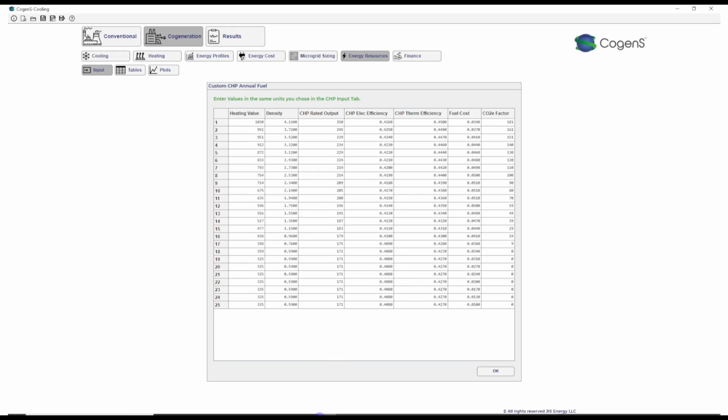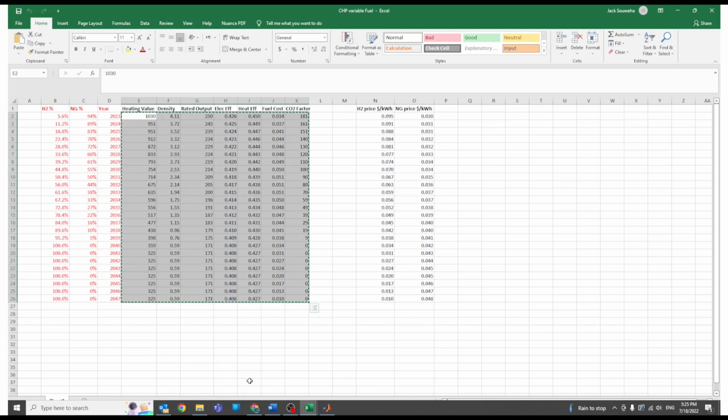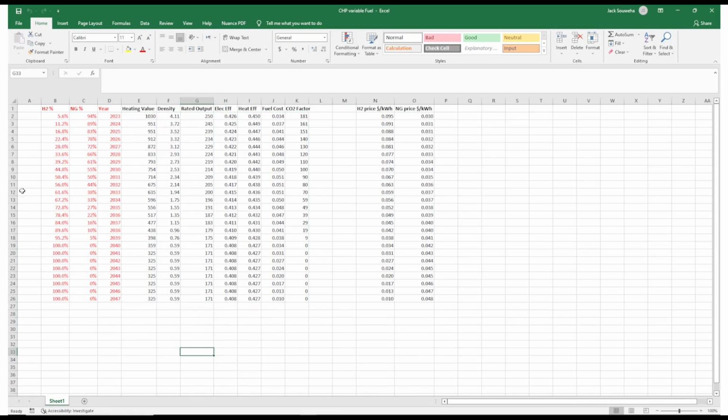In this fuel transition example, we are modeling a simple linear annual hydrogen-natural gas blend transition from 5% hydrogen to 100% hydrogen at 2040. We are linearly increasing the hydrogen percentage in the blend until natural gas is completely phased out. We can see the effect of hydrogen on the fuel heating value, output, efficiencies, cost, and emissions as we increase its concentration in the blend.